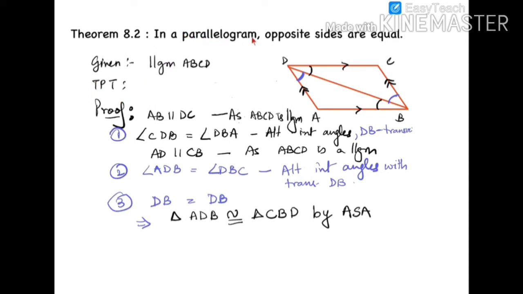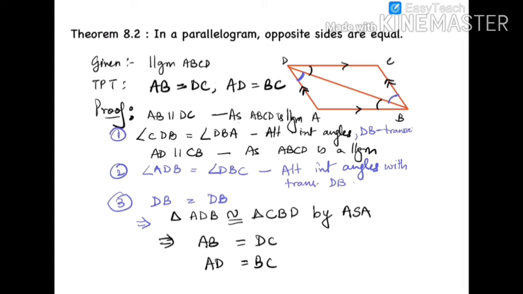We are given a parallelogram and we have to show the opposite sides are equal. So we have to show that AB is equal to DC and AD is equal to BC. So we proceed in the same manner and show these two triangles congruent by ASA, and if the triangles are congruent, their parts are also congruent. So we can say that AB is equal to DC and AD is equal to BC, as they are corresponding parts of the congruent triangles that we have shown over here.